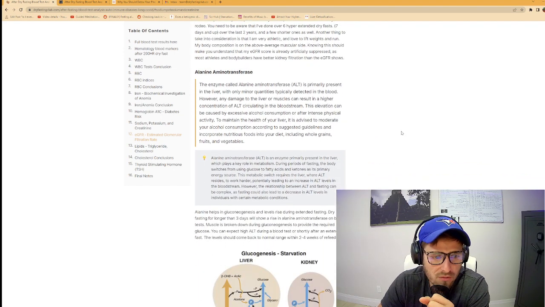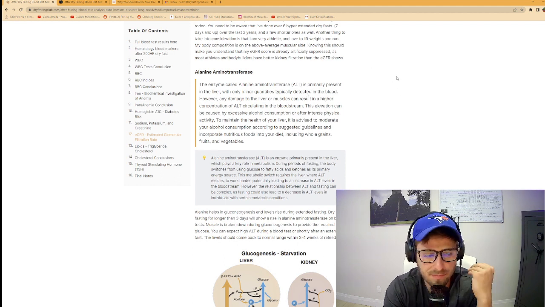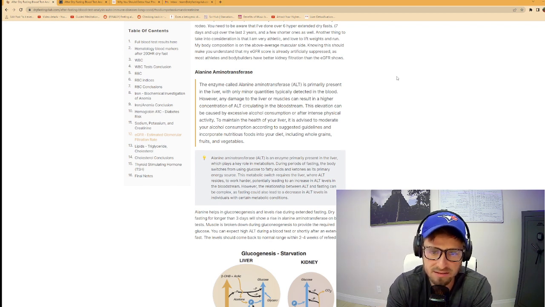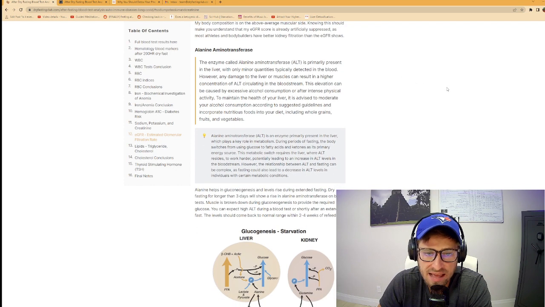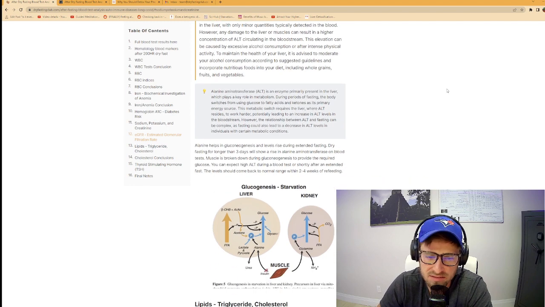All right, we're moving on to alanine aminotransferase, and this is ALT, and this is for liver health. After this, we are going to talk about the thyroid, and then we'll end it at that. So alanine aminotransferase is an enzyme, and it is present primarily in the liver, and it really skyrockets during a fast, and a dry fast in this case.